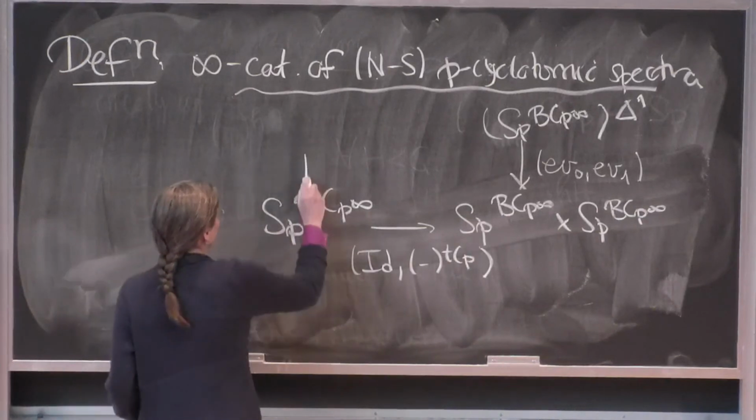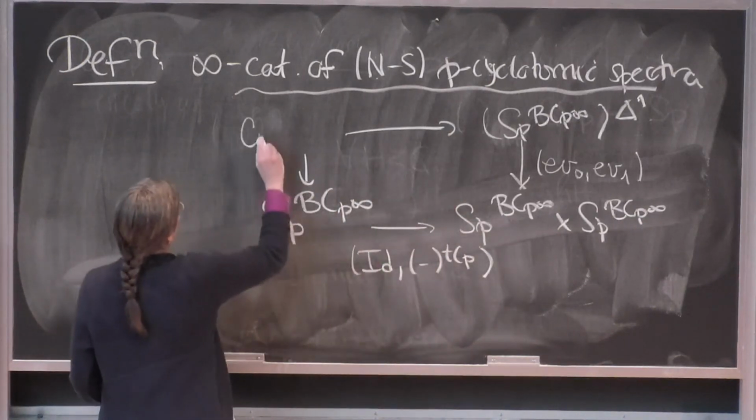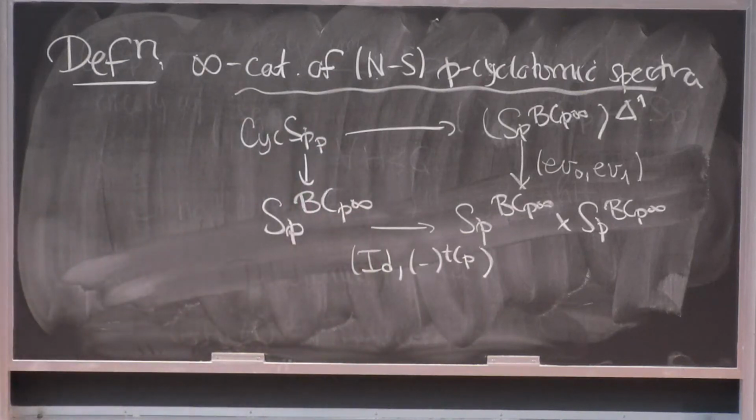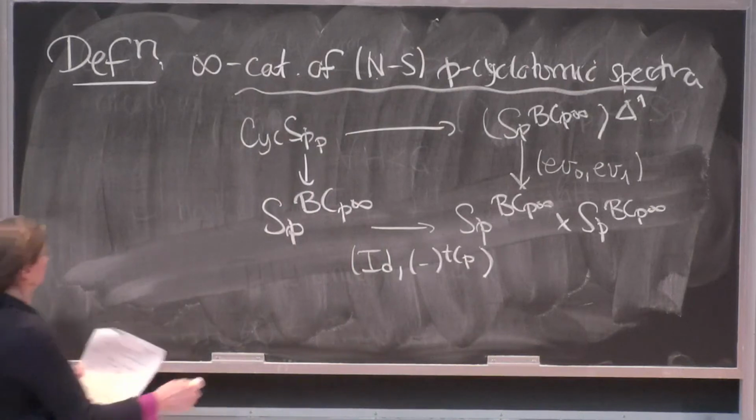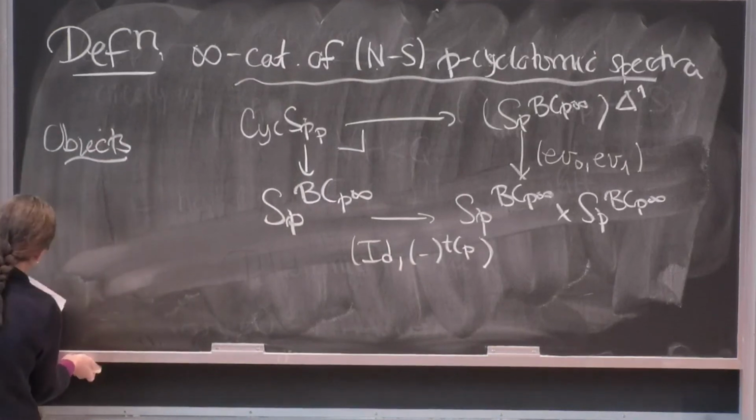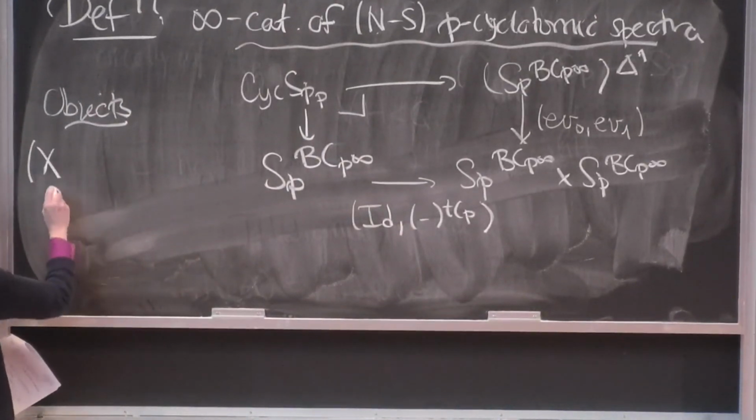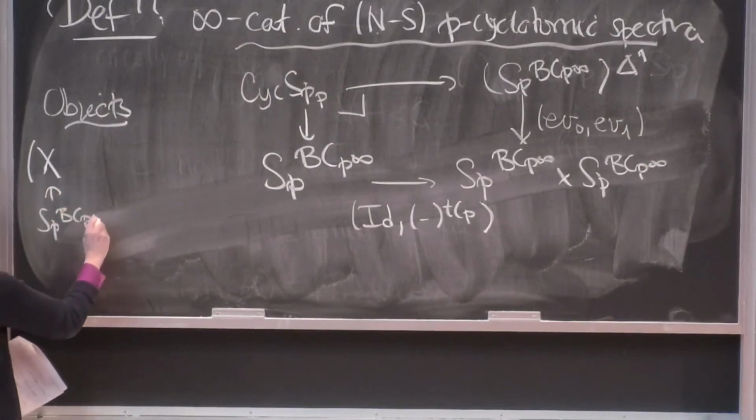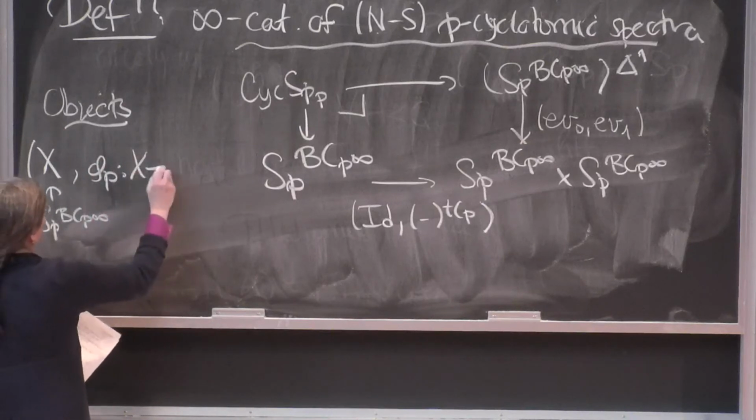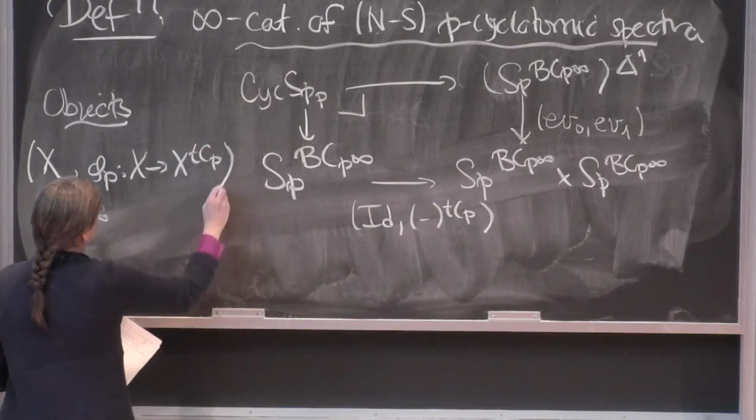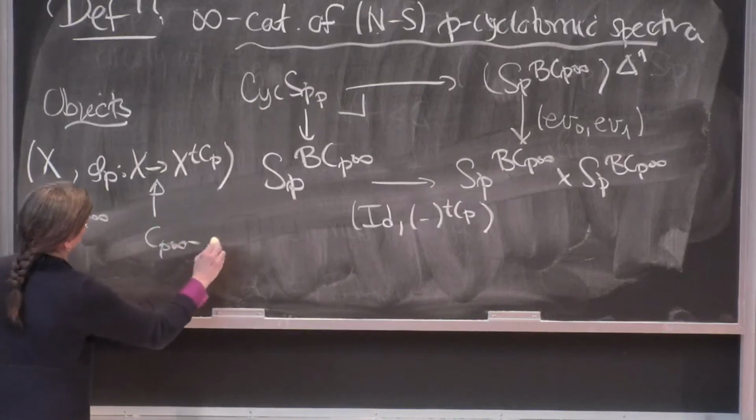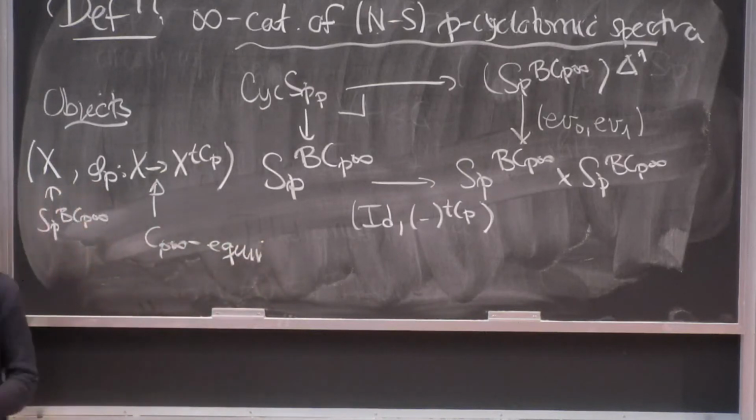When we take the pullback here, this is the infinity category of p-cyclotomic spectra. What do the objects look like? So objects in this case are pairs of a spectrum X equipped with an action of Cp infinity, together with a map phi p from X to its Tate construction, which is Cp infinity equivariant. Very simple.